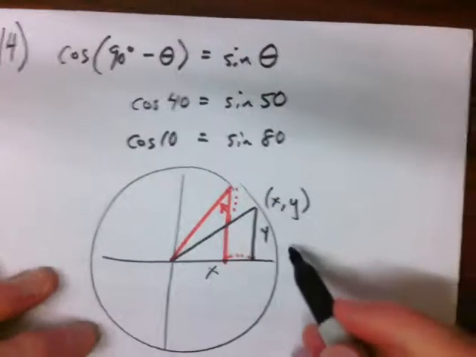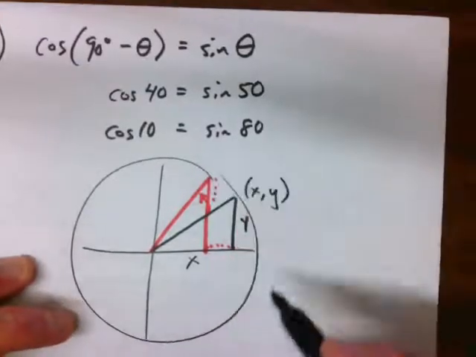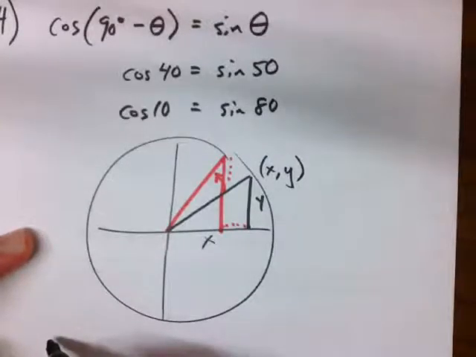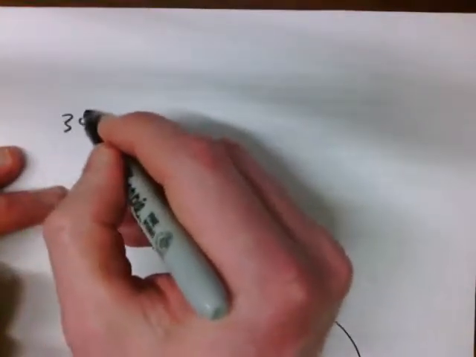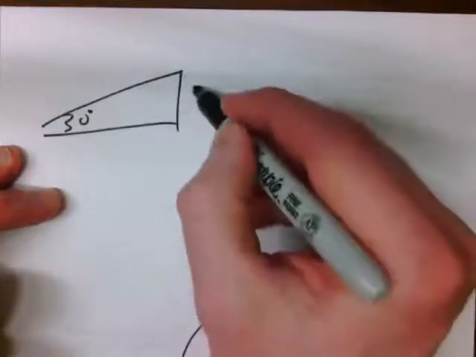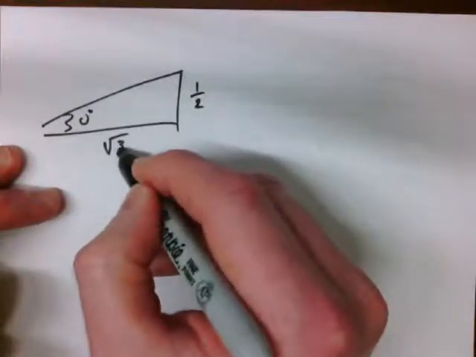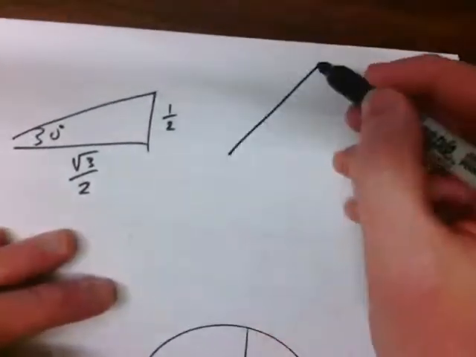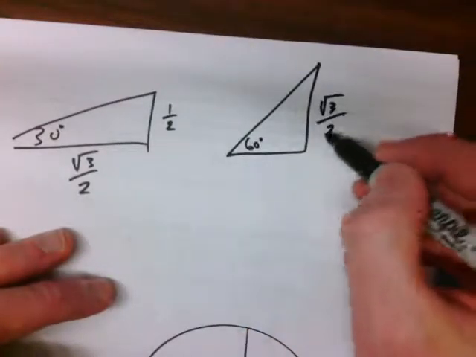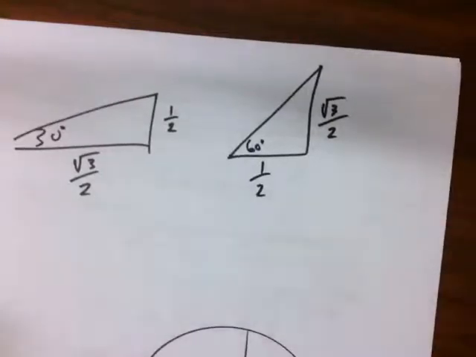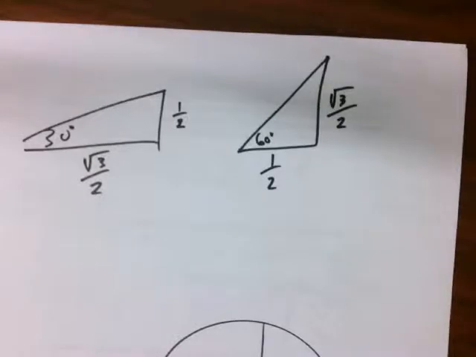It's kind of like with that 30, 60, 90. Let me do it here. This is tough over video. When you have a 30-degree angle, this is going to be a half. This is going to be root 3 over 2. When you have a 60-degree angle, this is going to be root 3 over 2, and this is going to be a half. I don't know that I'm doing a very good job explaining this.